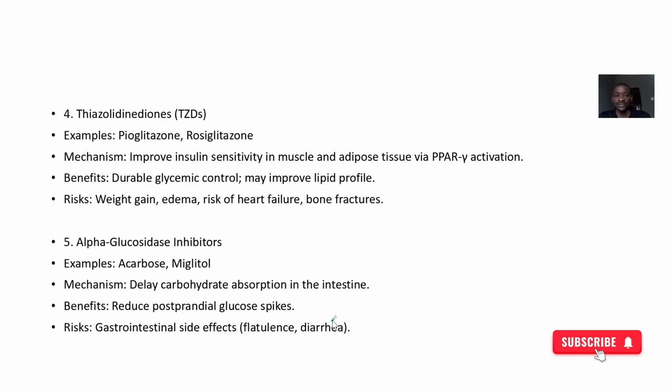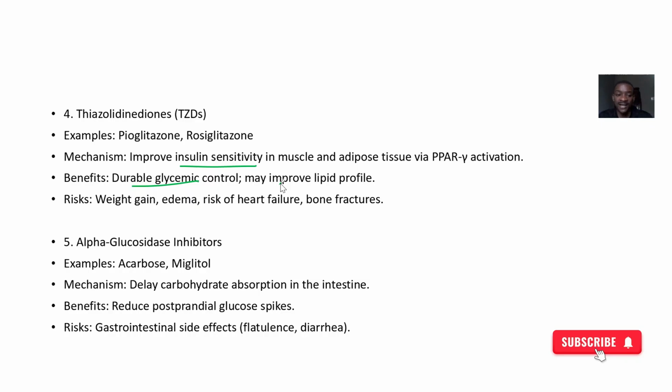The next class of drugs we have is the Thiazolidinediones. Examples of drugs under that class are Pioglitazone. Those ones improve insulin sensitivity in muscles. That means they help the cells of the muscles recognize insulin more and use it to actually break down glucose. So they have durable glycemic control and also improve the lipid profile.